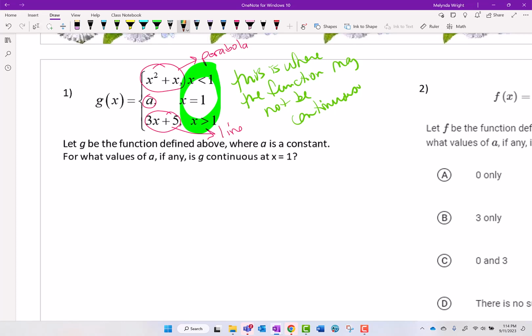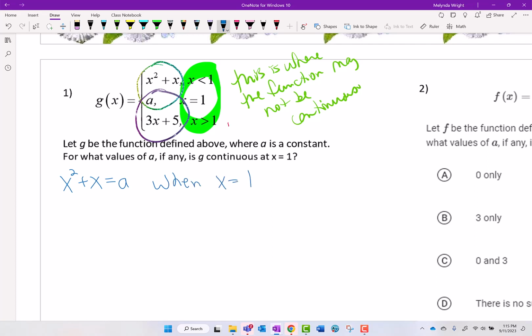I'm going to, let's erase this for right now because we're talking about that. So I'm going to connect these two things together. And after I'm done with that, I'm going to connect these two things together. I have to do both sides. So what does that mean? Okay, I'm going to have to say x squared plus x equals a when x is 1. I don't really care if they're equal any other time. I only want them to be the same when x is 1.